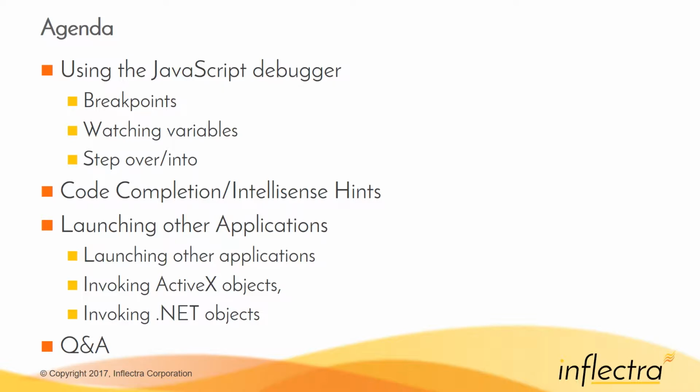After that, we'll then be looking at how to launch other applications using Rapise. First of all, launching a simple set of command line and batch applications. Then we'll look into some more advanced examples where we're actually going to be invoking ActiveX objects and .NET objects, so that way you can actually open up an application and automate it. For example, opening up an Excel sheet and a workbook.